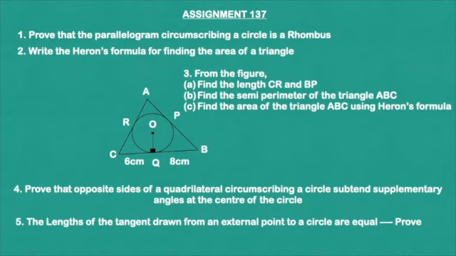Since you are using Heron's formula to find the area of the triangle, you should know how to find the semi-perimeter of the triangle ABC. You have to find the semi-perimeter of the triangle ABC. Third one is find the area of the triangle ABC using Heron's formula. All these problems are solved in this video only.